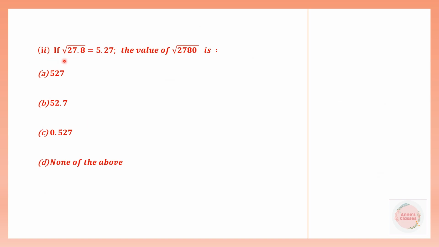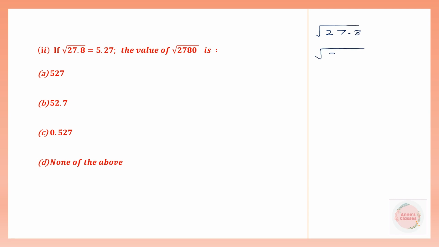Question 2. If the square root of 27.8 is 5.27, the value of the square root of 2780 is one of these answers. Now, when we have been given similar numbers, can you see this is 27.8 and here the point has been removed, but we have similar numbers. So when you have questions like these, you don't have to find out the square root the normal way, the prime factor method. Instead, we have to use the question that's given to us. So in the question, it's told that the square root of 27.8 is given, isn't it? We are told square root of 27.8.